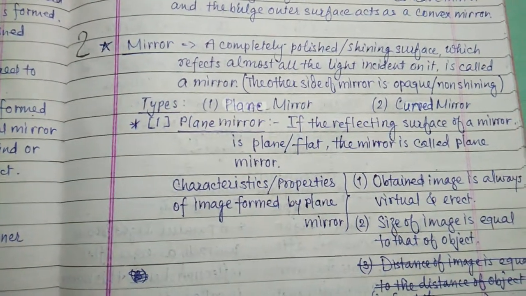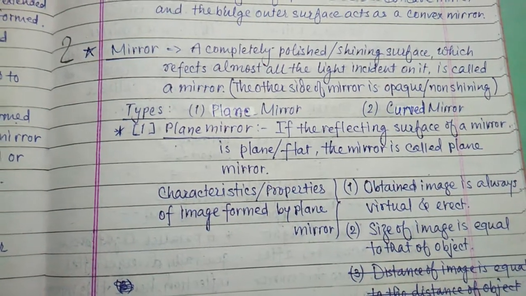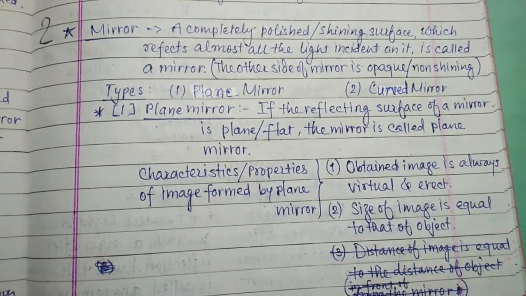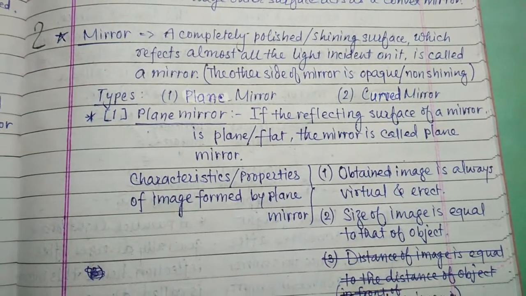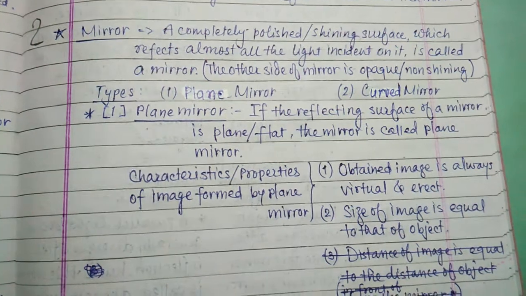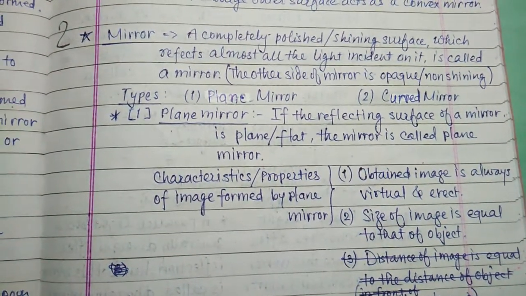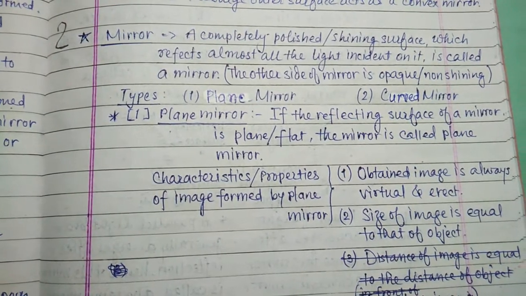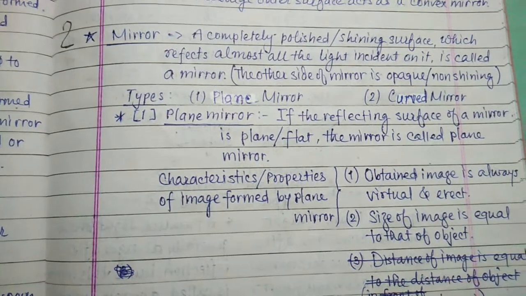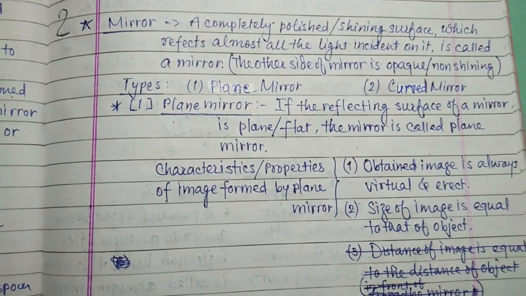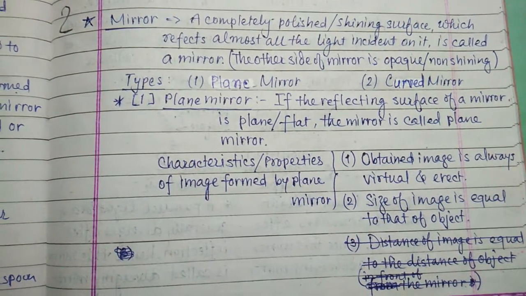There are two types of mirror. One is plane mirror and the other is curved mirror. Now, plane mirror. If the reflecting surface of a mirror is a plane or flat, the mirror is called a plane mirror. This is the plane mirror in which we see our face on the dressing table or in washrooms.